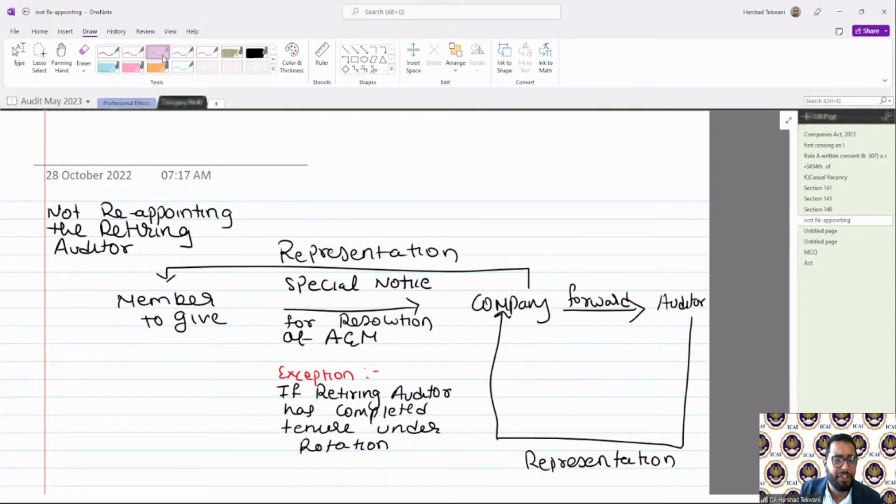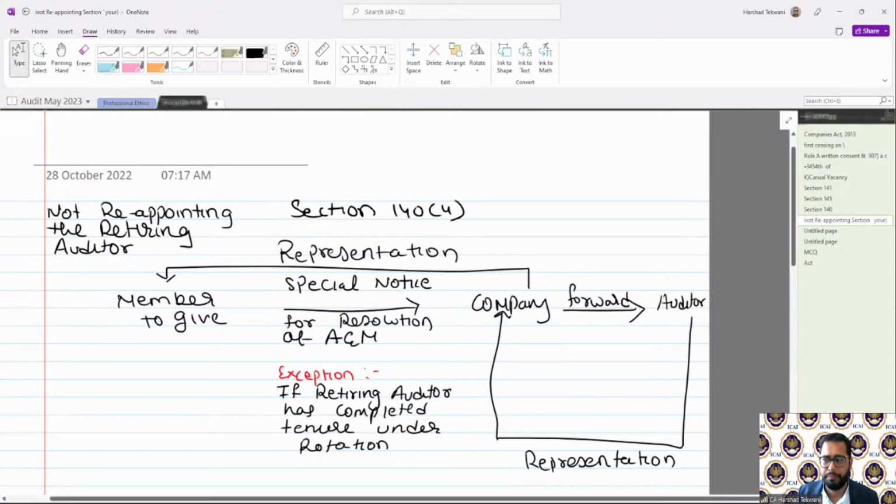That is section 140 subsection 4 of the Companies Act. Okay. Any doubt till now?